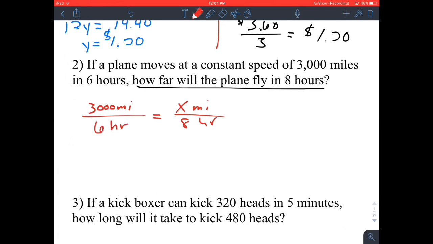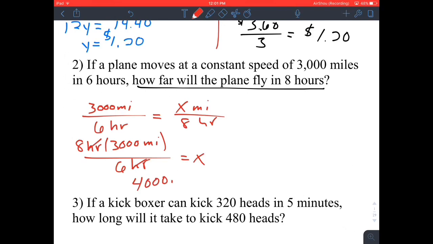And then if you cross multiply here, or if you just multiply both sides by 8, and if I label that 8 when I bring it over, hours cancel, we're left with miles. If you put that in your calculator, you're going to also get 4,000 miles. So if both those ways make sense to you, pick whichever way is faster, because the ACT is all about speed.